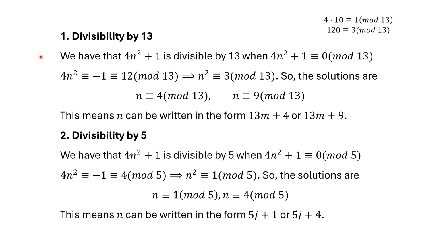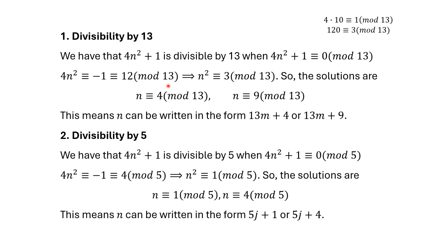So we'll start by dividing the problem into 2 parts. We want to see when 13 divides 4n squared plus 1, and then when 5 divides 4n squared plus 1. So in the first case here, 4n squared plus 1 is divisible by 13 when 4n squared plus 1 is congruent to 0 mod 13. And that's true when 4n squared is congruent to minus 1, just taking the minus 1 to the other side. And minus 1 is the same as 12 mod 13.